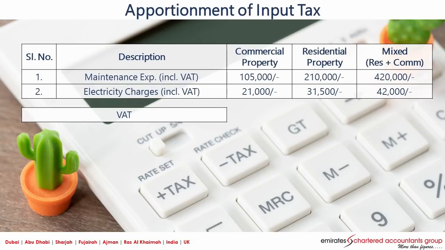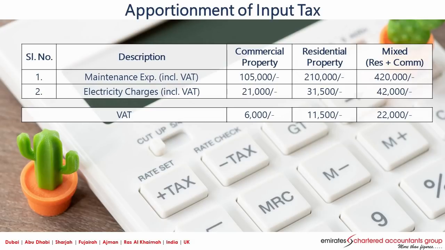See the third row, total VAT amount. In the case of commercial property, 6,000 is the total VAT input credit eligible, that is 5% taxable. So input credit paid was 6,000, and we are eligible to take input credit fully. In the case of residential property, which is in the exempted category, total tax paid is 10,000 plus 1,500, that is 11,500. So we are not eligible to take input credit for such residential property because it is under the exempted category.